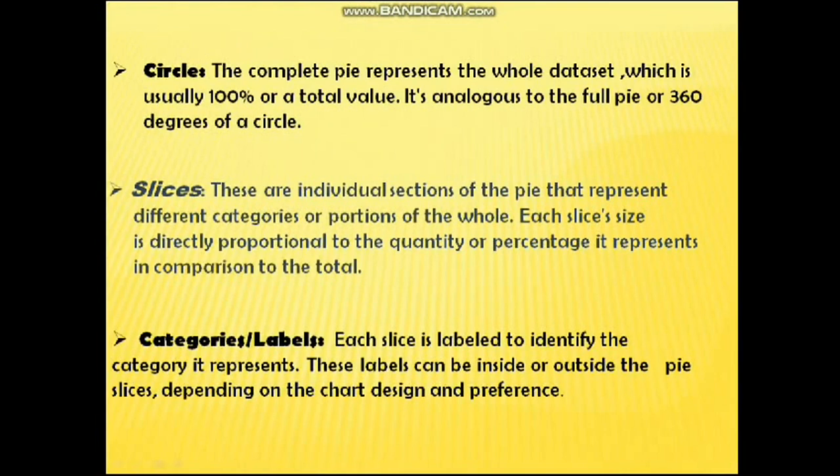First we have the circle. This circle represents the whole data set. It's like having a 360-degree view of the whole data set in one go. Next we have slices. These slices are like different pieces of the pie. Each slice shows a specific category or portion of the whole. The size of each slice tells us exactly how much it contributes to the entire pie.